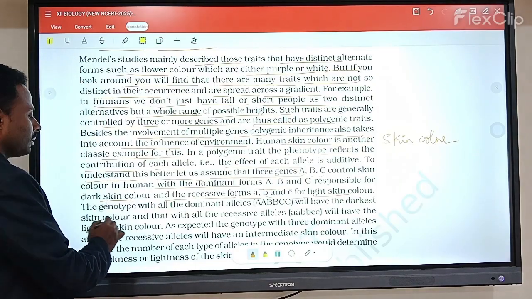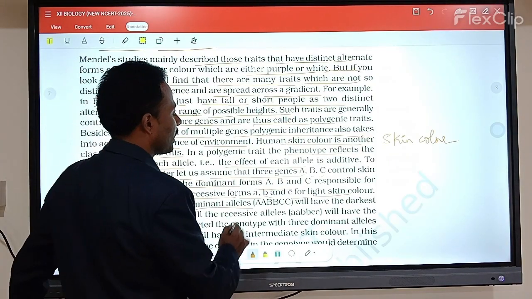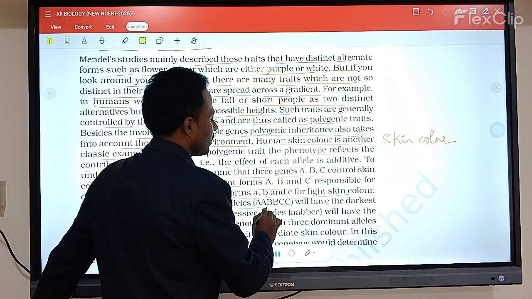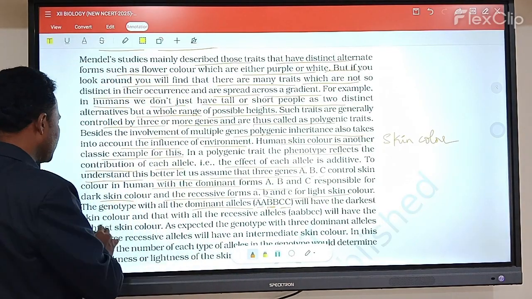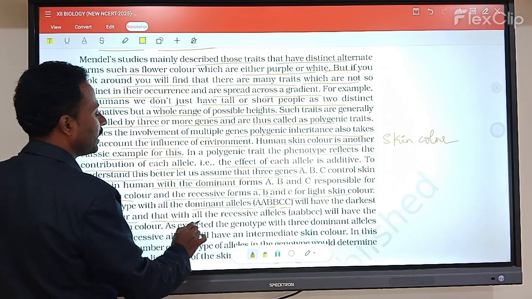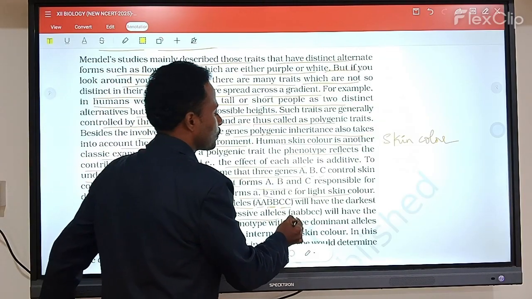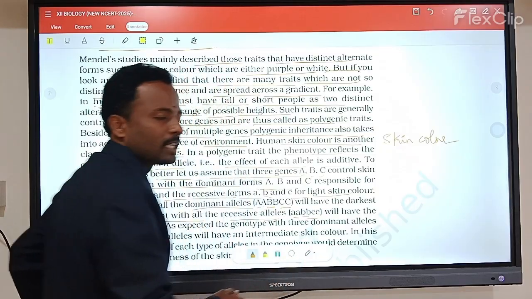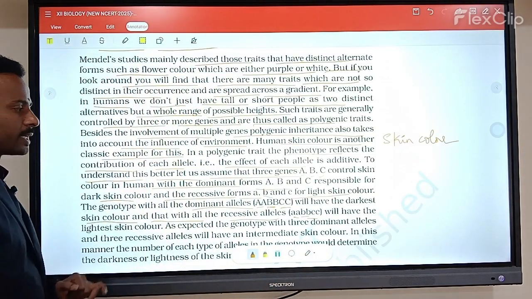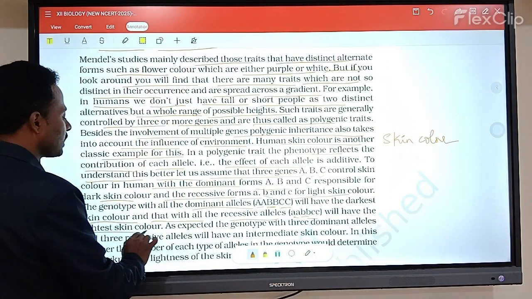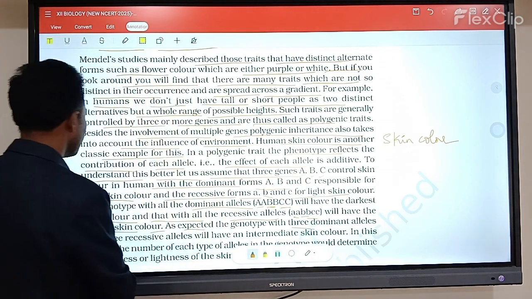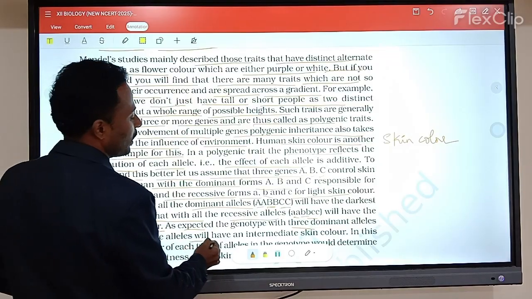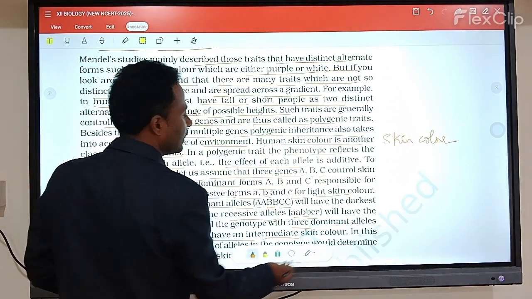Okay, and the genotype of the dominant alleles is what? Capital A, capital A, capital B, capital B, and capital C, capital C, and they have a dark skin color. The recessive alleles are small a, small b, and small c, small c. That is in the recessive parent, and they will have a light skin color. In an experiment, genotypes with three dominant alleles and three recessive alleles showed an intermediate skin color.